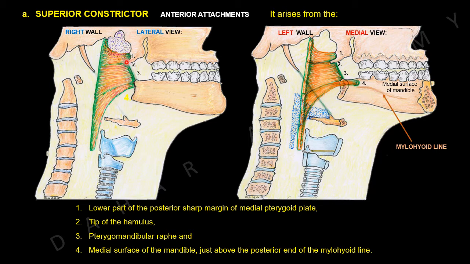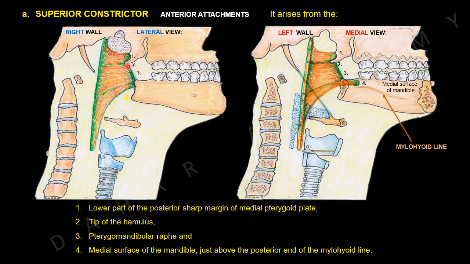This is the right wall looking from the lateral side, outside, lateral view. This is the left wall looking from inside, medial view. So this is the right wall looking from outside. This is the left wall looking from inside. But the structures are the same. Here this is the sharp posterior margin of the medial pterygoid and hamulus. Same thing, sharp posterior margin of the medial pterygoid and hamulus.